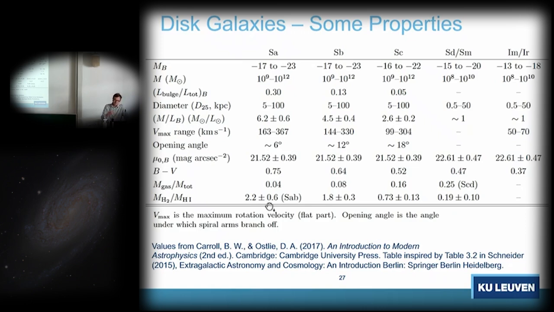B minus V, that's how blue they are. So you see bluer here, redder here. Correlates, of course, with star formation again. Active star formation. The total gas content versus the total mass. And how much is locked in H2, that is molecular, versus HI, that is neutral. Okay?